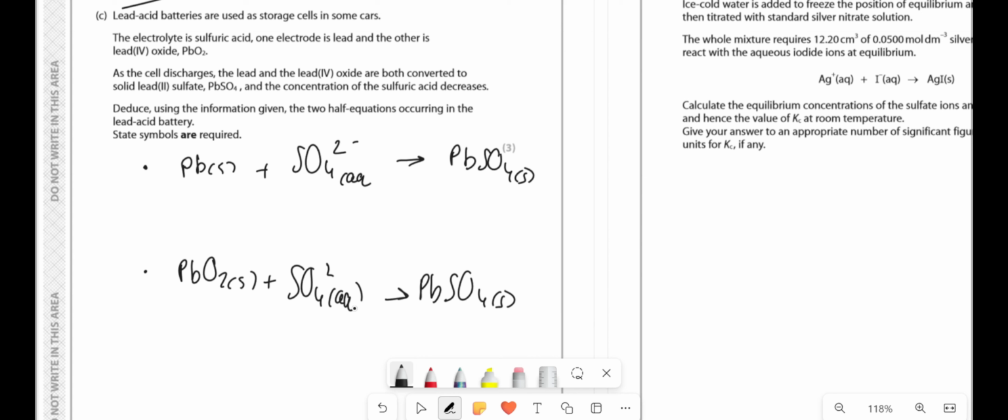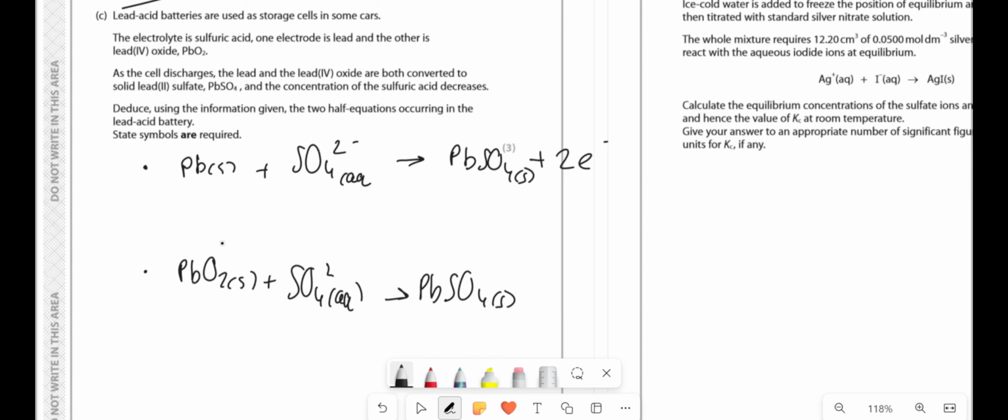So SO4 2- aqueous, SO4 2- aqueous. Cool. But now we need to figure out the stuff to do with electrons and all that jazz. So compare your oxidation states. It's going from 0 to +2, it means it's lost 2 electrons here. This SO4 2- is still SO4 2-. So there you go, that's the first one done and dusted.